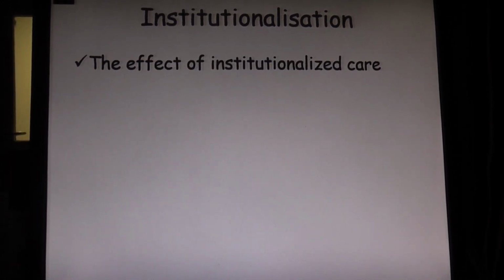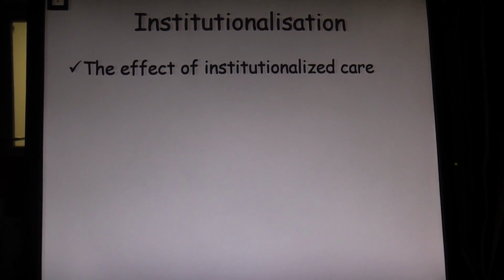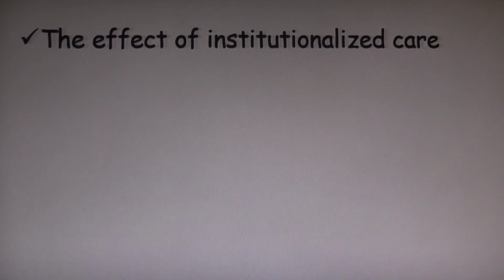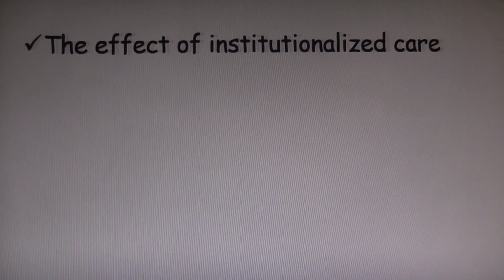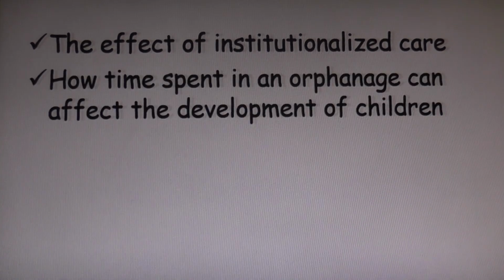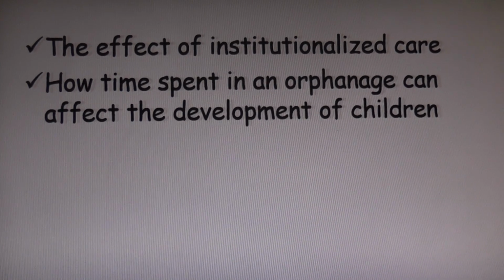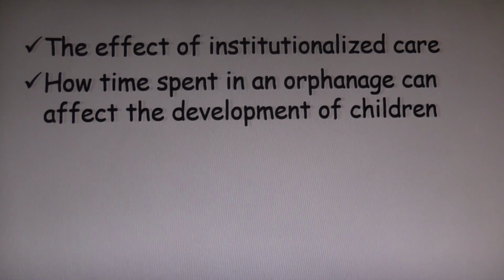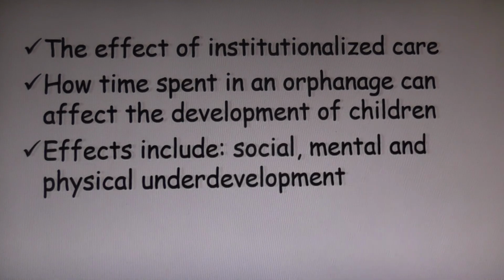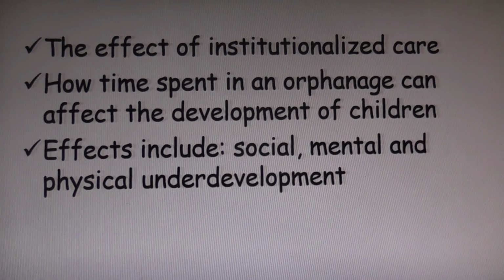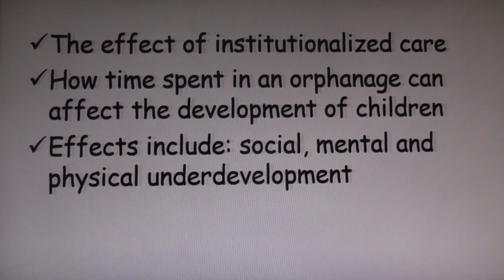So, if we start off by looking at what is meant by institutionalisation. If you're a second year, we have covered this in forensic, and for first years, we have already gone through this in class. So, institutionalisation are the effects that come about from having significant institutionalised care, for example, being in a children's home or an orphanage. Institutionalisation looks at how time spent in an orphanage can affect the development of children. These effects can include social, mental and physical underdevelopment.